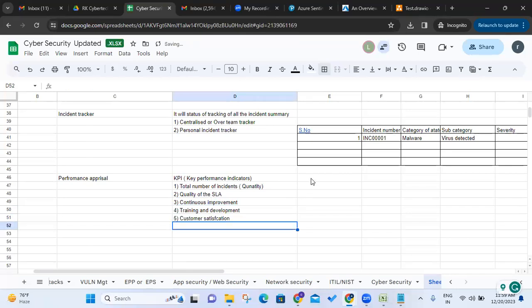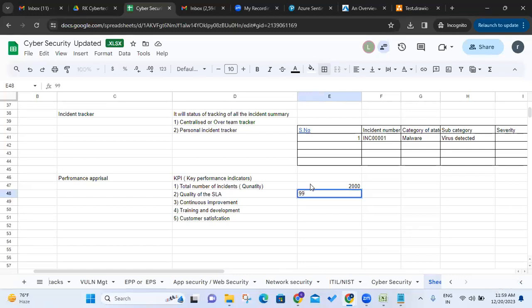So example, maybe in 1 year time period, you complete 2000 incidents. That is like overall quantity. They'll compare with other team members. Okay. They'll not evaluate based on your own numbers. They'll compare with other team members. This is the comparison basically. Or quality of the SLA 99% only because 2 or 3 incidents only crossed.